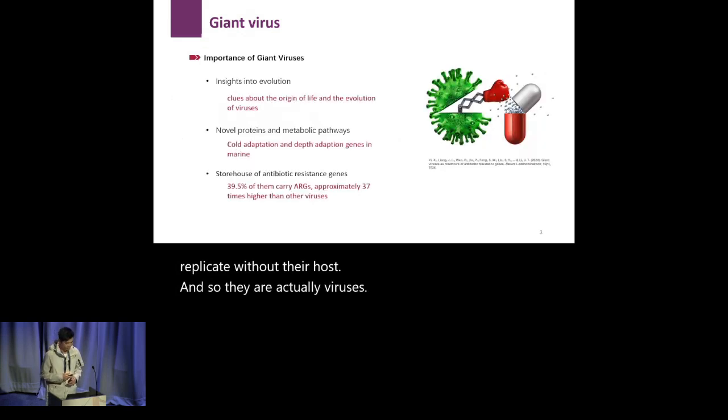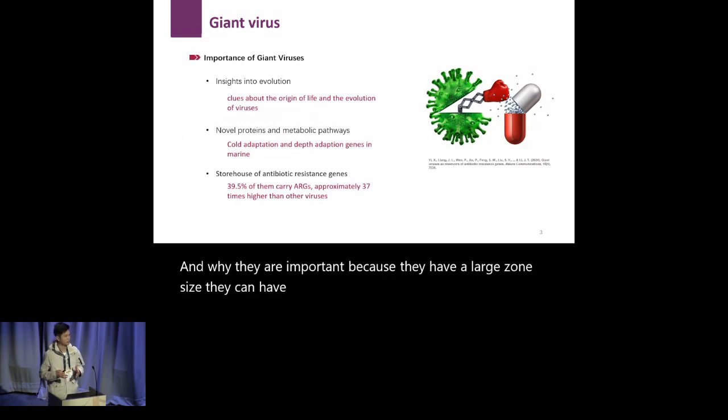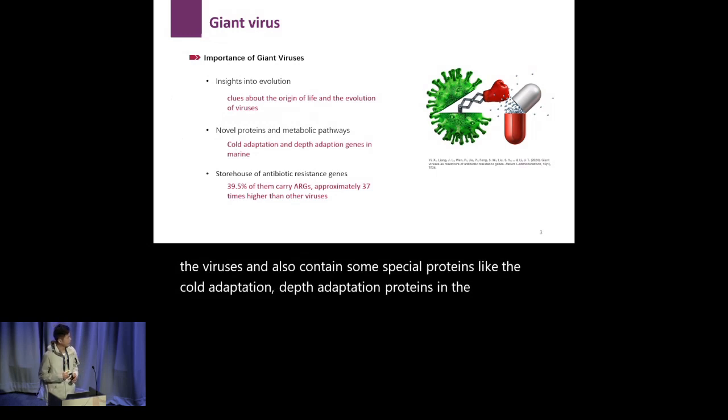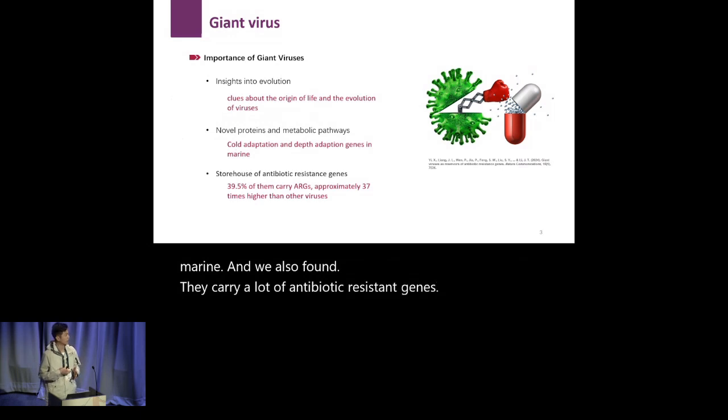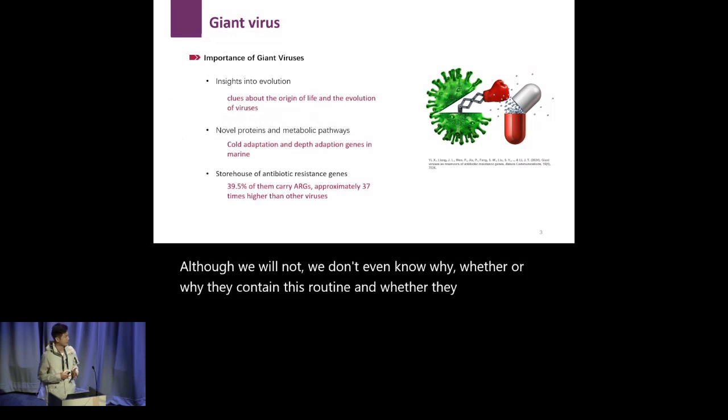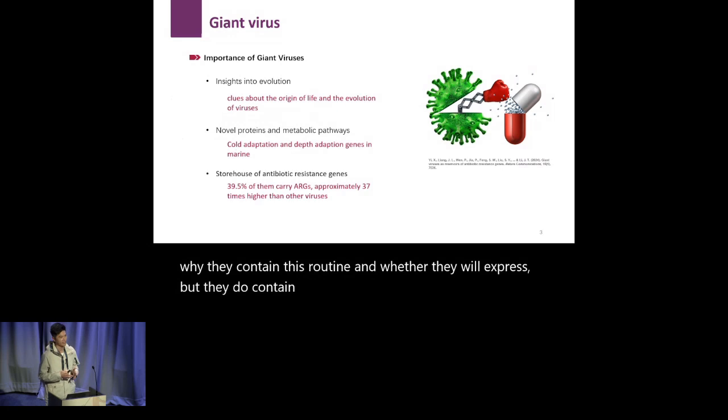And why are they important? Because they have a large genome size. They can contain multiple proteins and provide more insights about the evolution of the viruses, and also contain some special proteins, like the cold adaptation and depth adaptation proteins in the deep marine. And we also found they carry a lot of antibiotic resistance genes. Although we don't even know whether or why they contain these proteins and whether they will be expressed, they do contain them, even more than the bacterial phages.